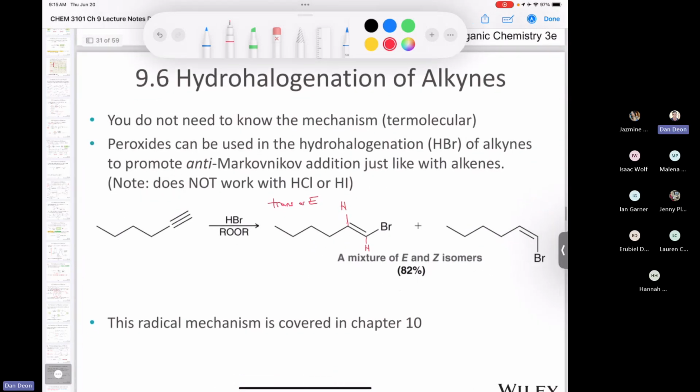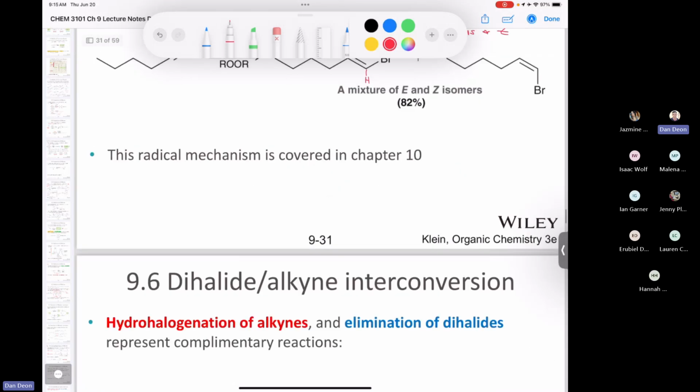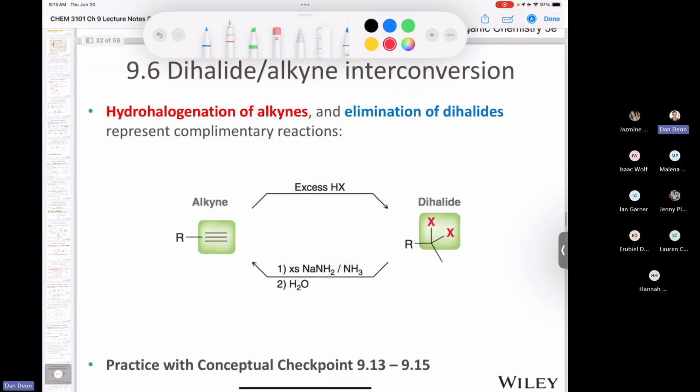We can always use E and Z for alkenes, but we can't always use cis and trans, because to use cis or trans, you have to have groups that are identical. But again, either one is acceptable. Same thing here. You could call this a cis compound or a Z compound. They are both totally fine. So there we go. So that's a little bit about hydrohalogenation.